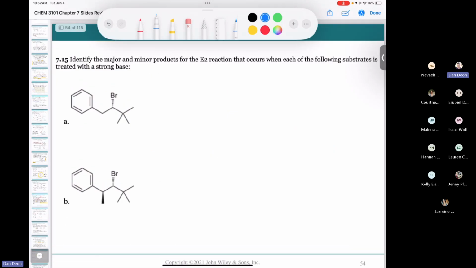Okay, so let's take a look at these two reactions. It says identify the major and minor products for the E2 reaction that occurs when each of the following substrates is treated with a strong base. So I'm just going to put a generic base. It doesn't matter. It could be ethoxide or something. You know what? Let's use ethoxide. It's a strong base. I'll leave out the sodium because that's a spectator ion. But there's my strong base.